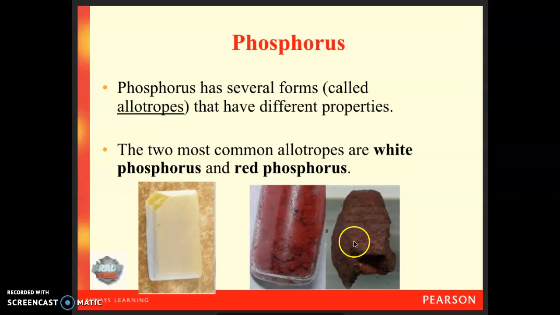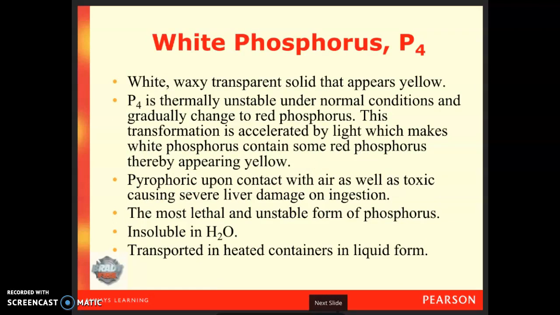Well, phosphorus has these as well, and the most common allotropes that we see with phosphorus are white phosphorus, which is shown here on the left, and red phosphorus, which is shown here on the right. Now, white phosphorus is, in general, a white, waxy kind of solid, and it appears yellow mainly because of a transformation that takes place. White phosphorus is unstable, and when it reacts with light, it'll gradually change to form the red phosphorus. And so, as a result, white phosphorus always has a little bit of a yellow tint to it because there's always just a little bit of transformation that's taking place inside of it.